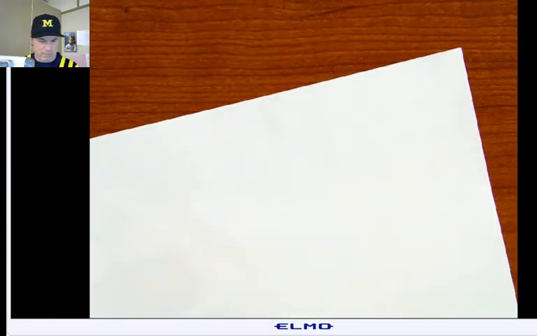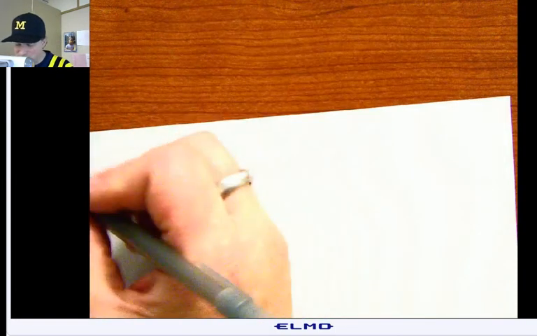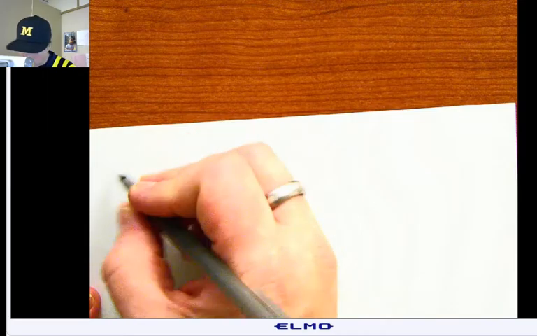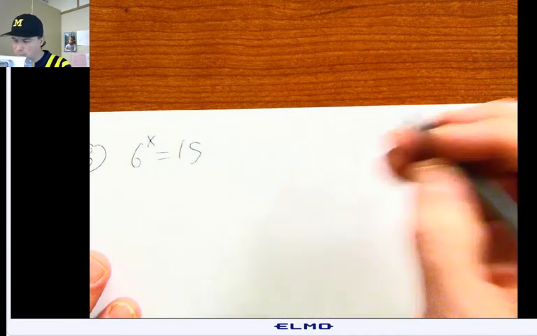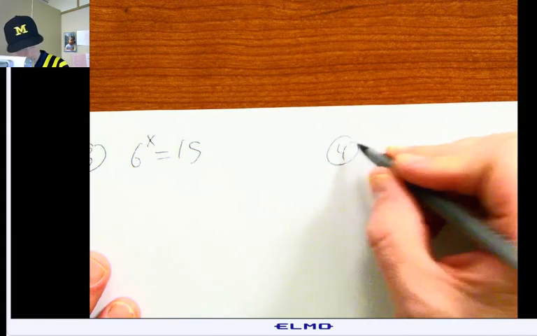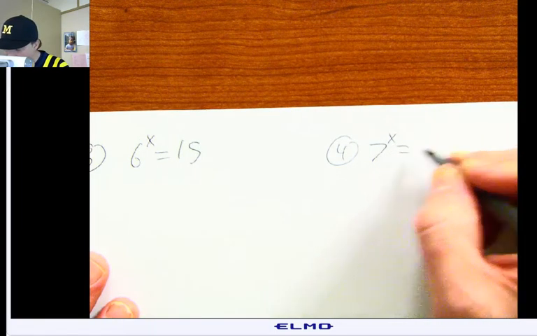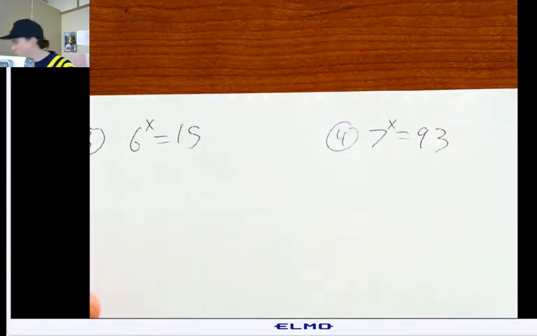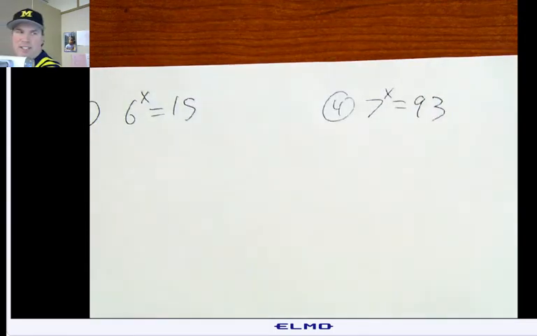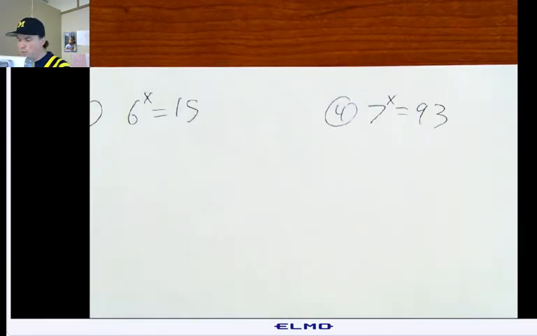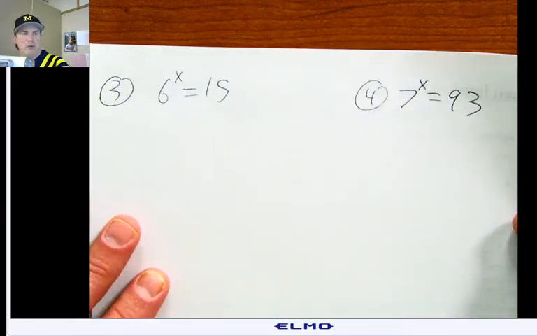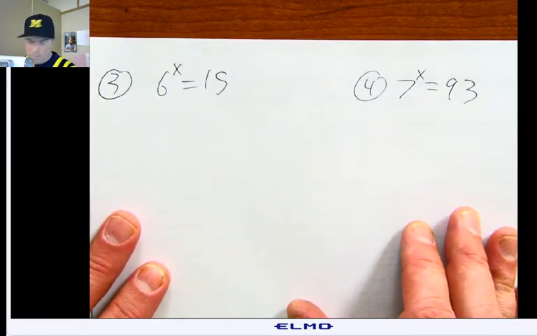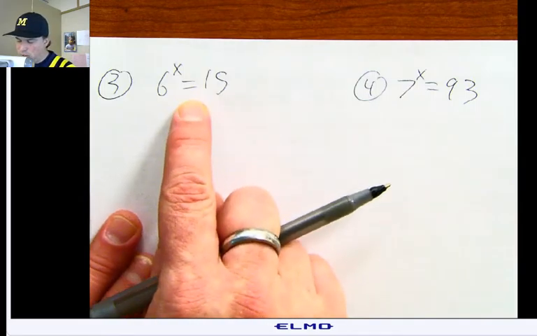I have 3 more quick examples here to practice these out on. Example 3, 6 to the x equals 15. Example 4, 7 to the x equals 93. And for these 2 examples, I'm going to use the 2 different techniques. So if you're working these with me, pause the video, try them out on your own, and see how it went. This one, change it into a log form.